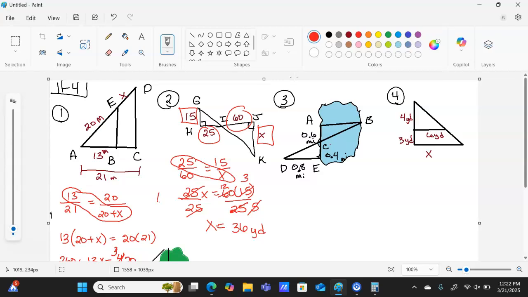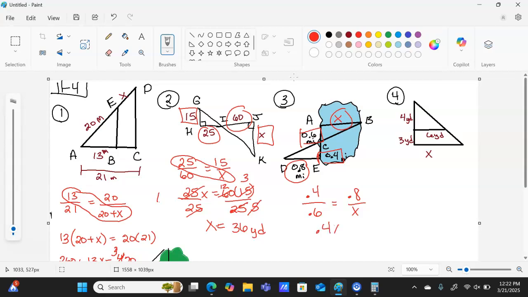Number 3, they say a swimmer needs to know the distance across a lake at the left to help her decide whether it's safe to swim to the other side. She estimates the distance using the triangle shown. And so what we're looking for here, and I left this off, is this side right here. And so you can see that matches up with that. And then this and this match up. So 0.4 matches with 0.6, and the 0.8 matches with the x.